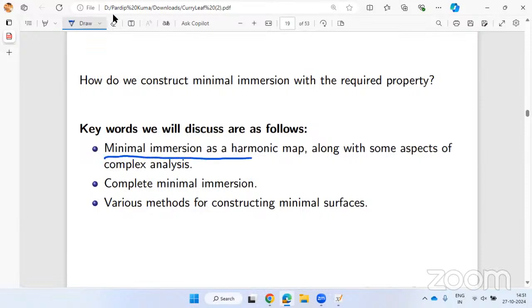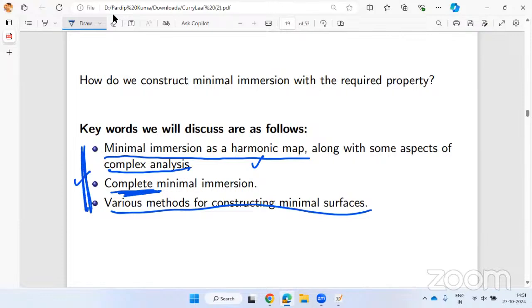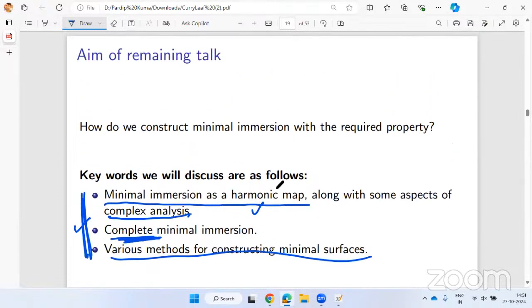These are the keywords in the remaining talk. Minimal immersion is a harmonic map. Minimal immersion actually turns out to be a harmonic map, and then we will see the relation with complex analysis. What do we mean by complete minimal immersion? That we will see, and then various methods of constructing minimal surfaces. That we will be doing in the remaining talk.